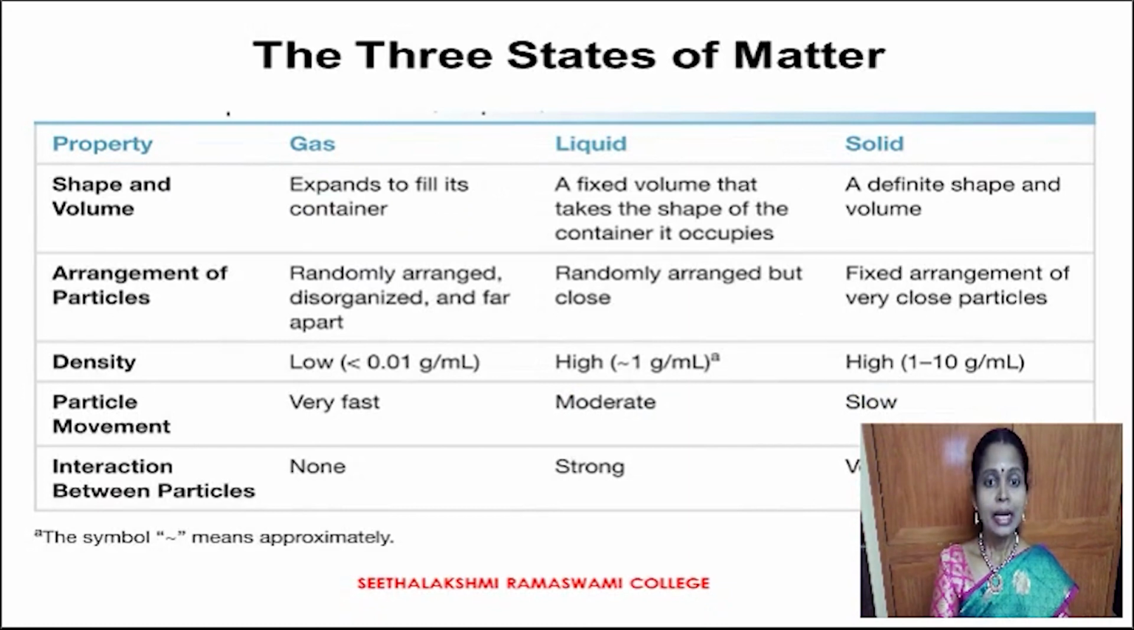The slide right here shows the properties of the three states of matter. Gases, as we see, have no interaction between the particles. Therefore, the particle movement is very fast and the arrangement of particles is random and far apart. In the case of liquids, the interaction between the particles is strong and therefore the particle movement is moderate and the arrangement of particles is random but close enough. In the case of solid, the interaction between the particles is very strong. Therefore, the particle movement is slowed down and the arrangement of the particles is found to be fixed.